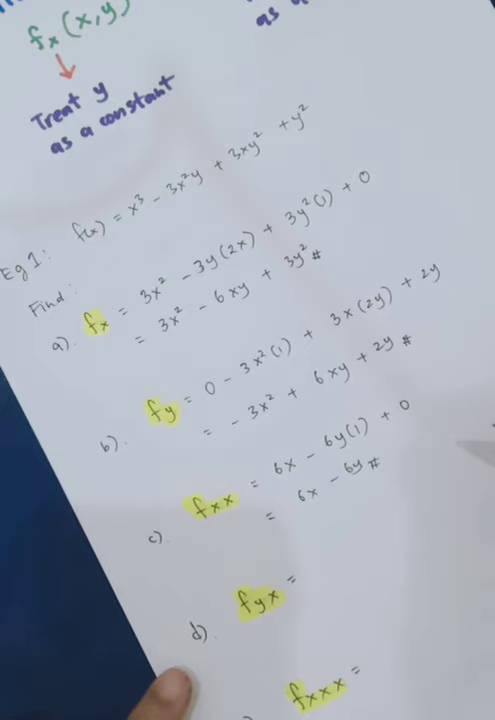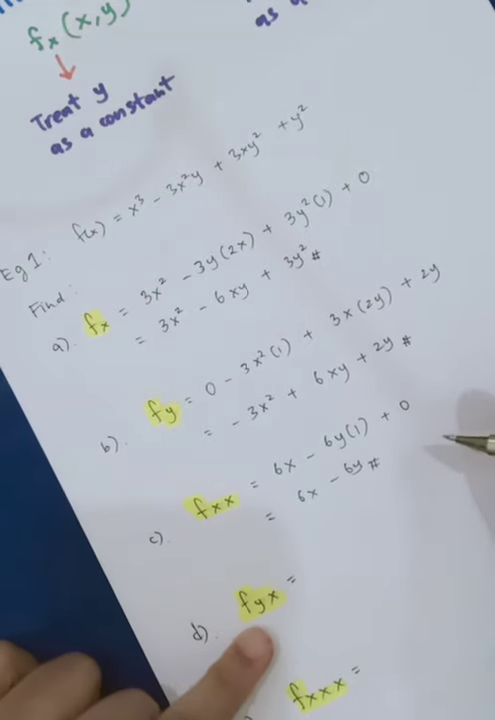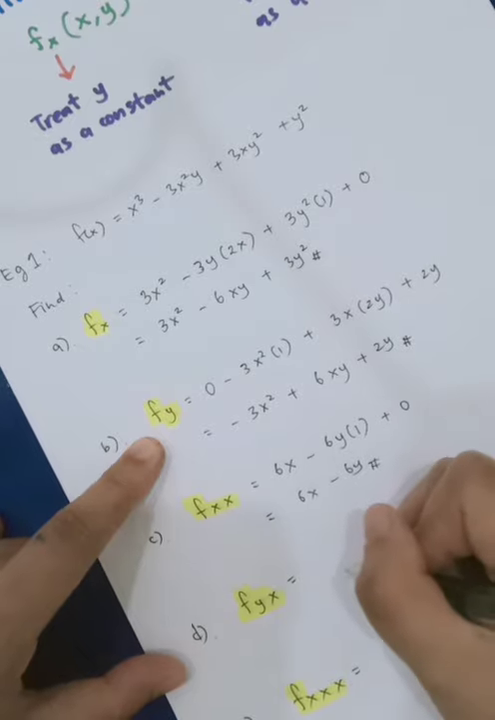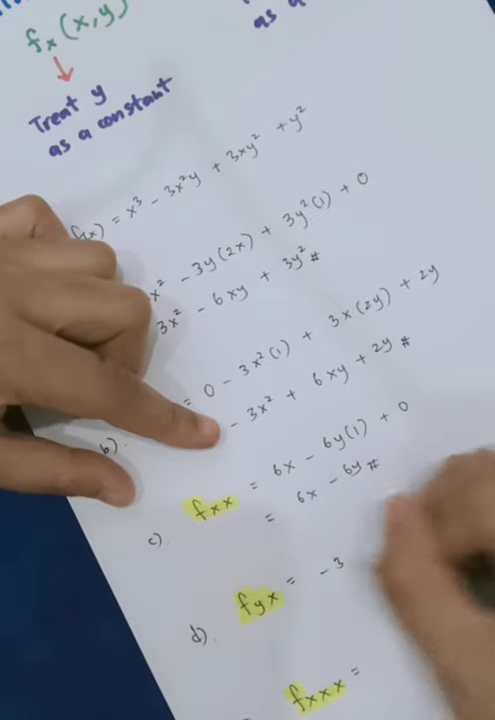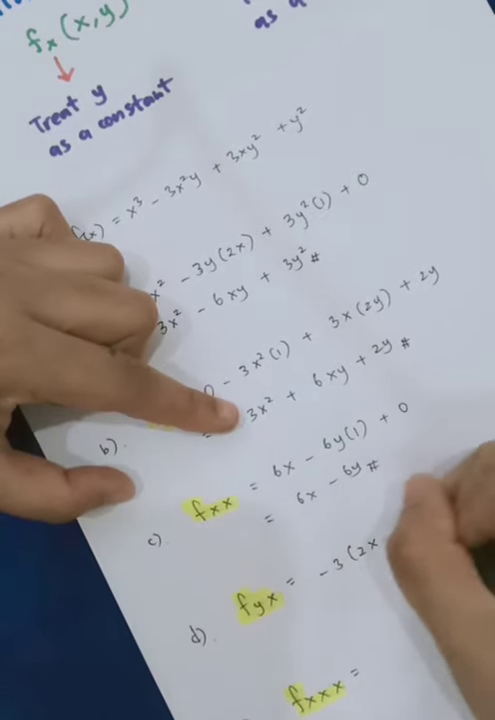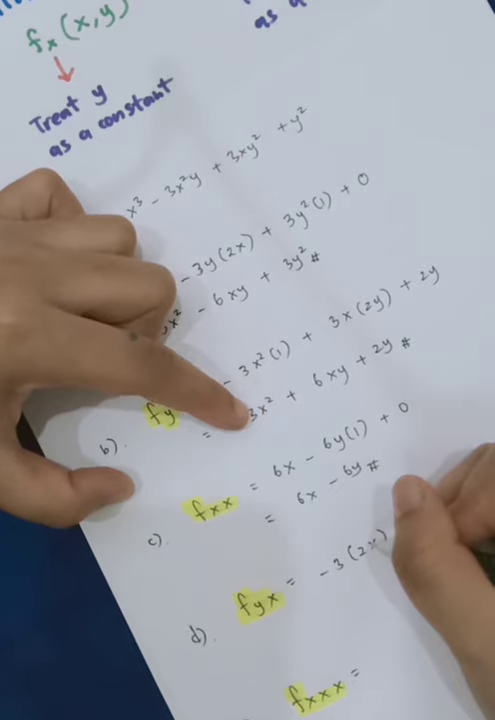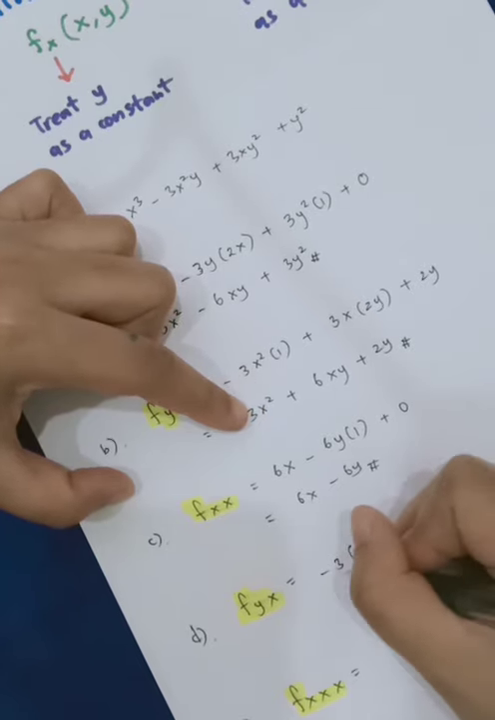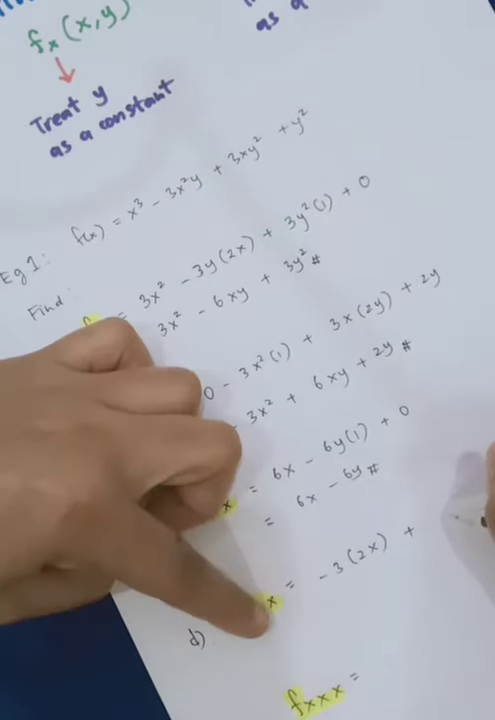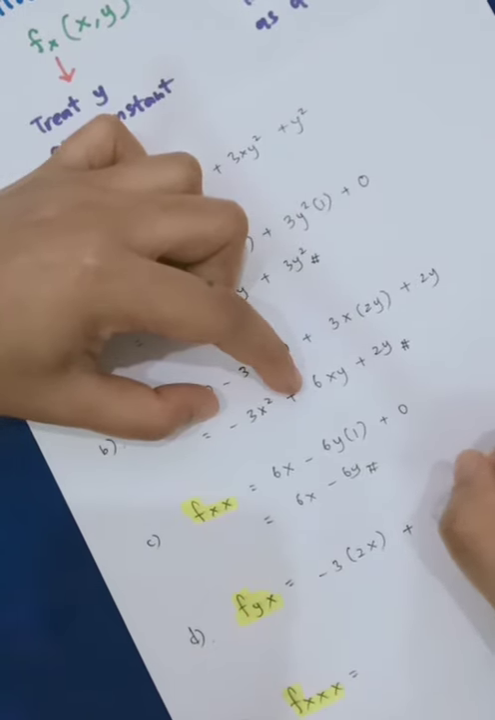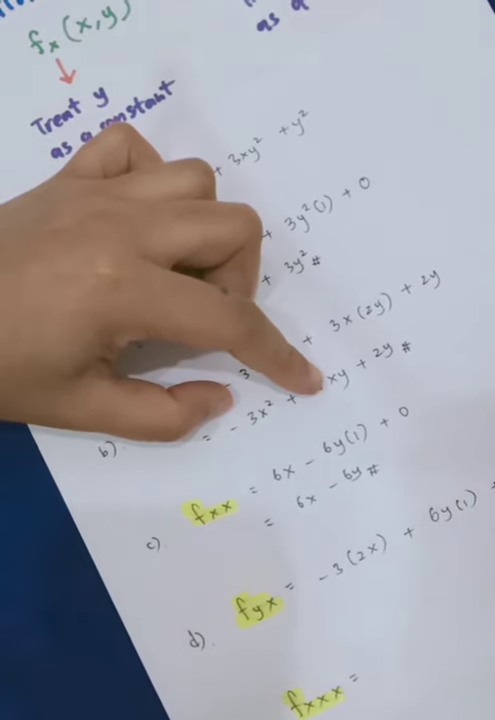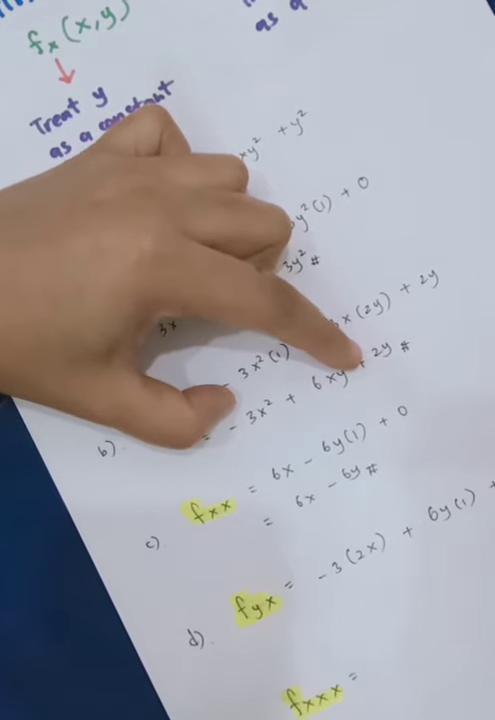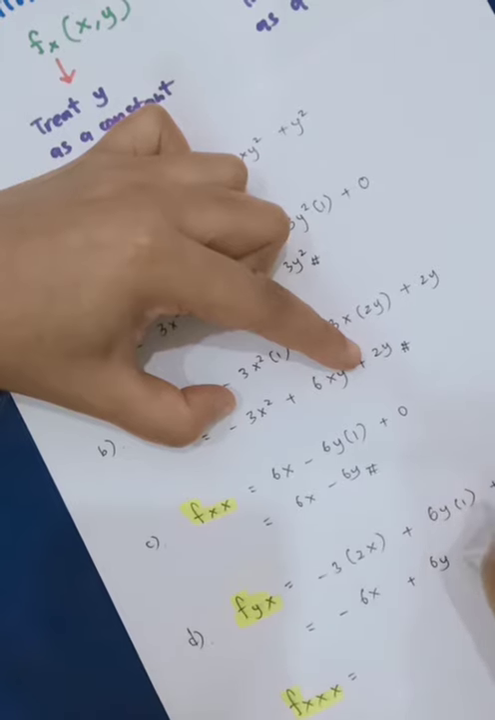Now for question D, we have fyx, so we have to use the answer in B. Differentiate with respect to x, so now we get negative 3, 2x, 2 we bring in front, negative 3 2x, plus 6, here our constant is y, 6y. So differentiate x, we get 1, plus, now differentiate 2y, we get 0. So simplify, we get negative 6x plus 6y.